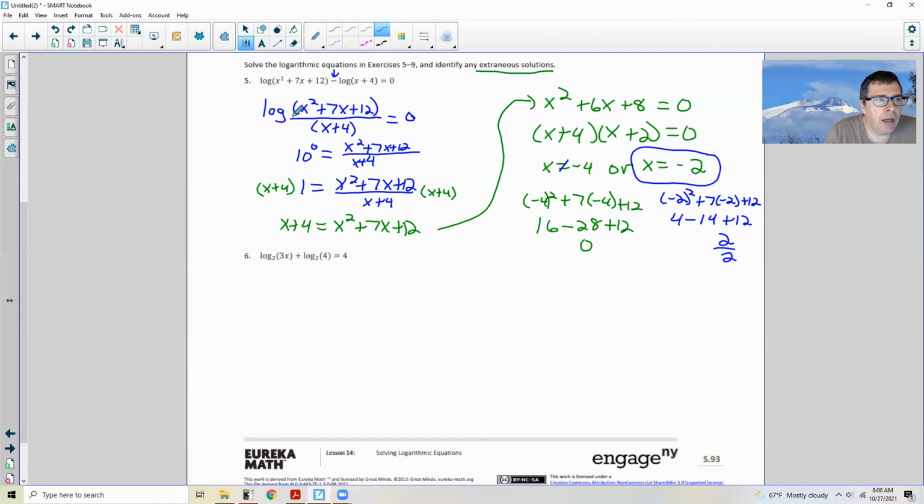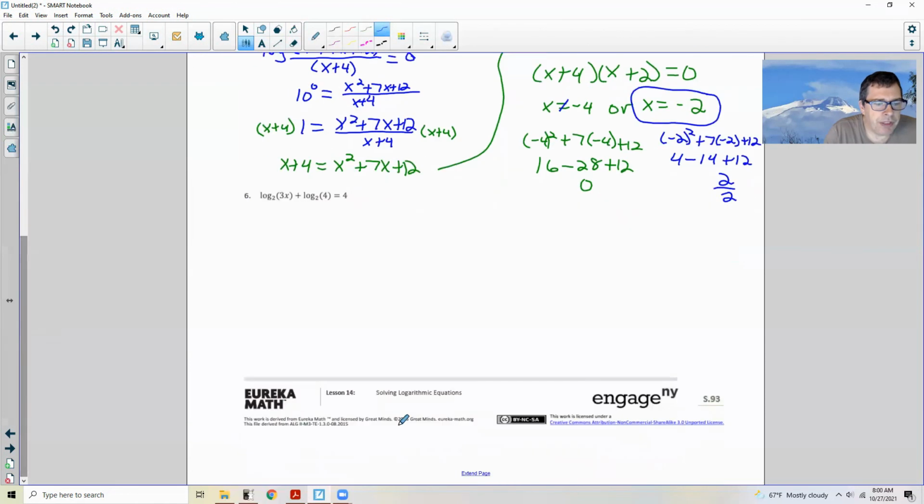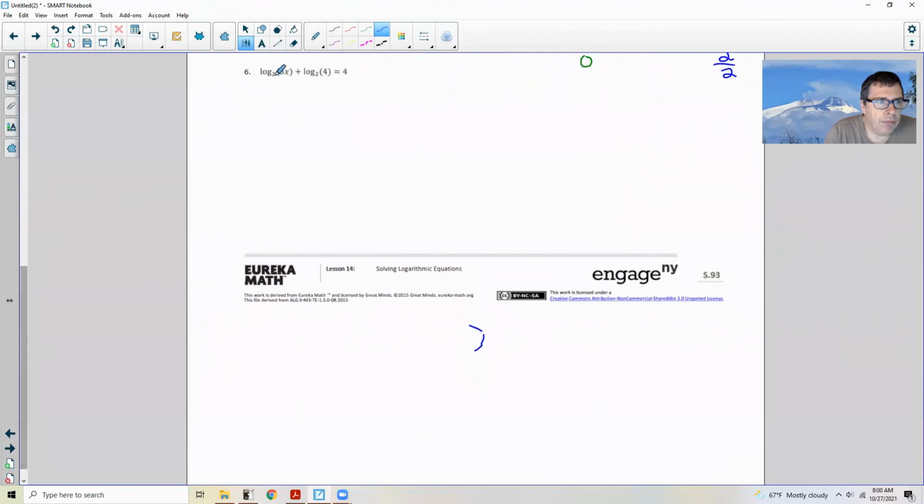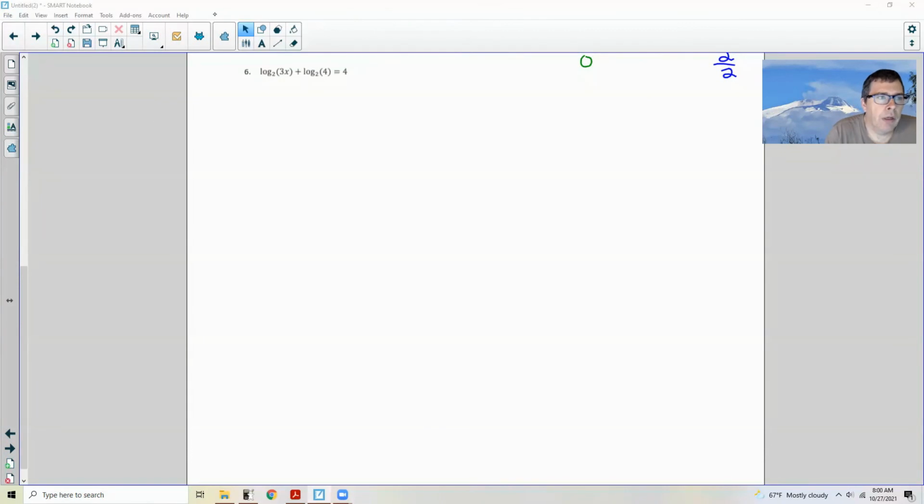Whoops. Number 6. Okay, let me get rid of this here. Okay, so number 6: log base 2 of 3x plus log base 2 of 4 equals 4. So both the bases are the same. We have addition, so we can get this down to 1 log base 2. And remember, when we add, it would be 3x times 4.